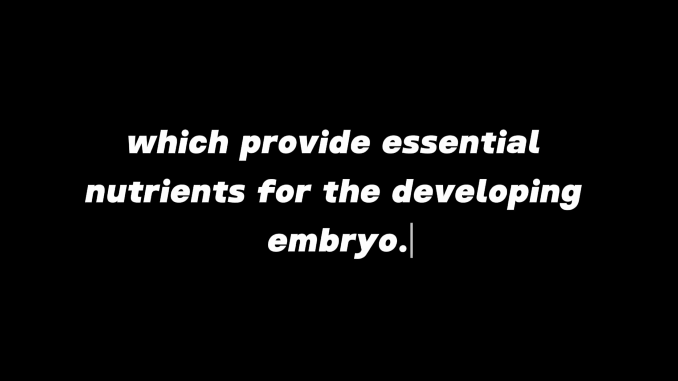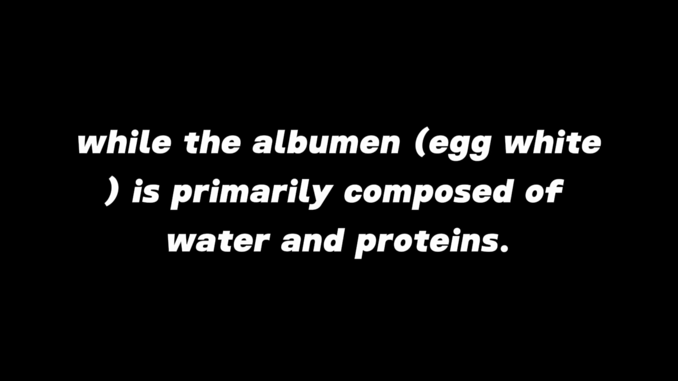conditions. Question 5. Investigate the nutritional composition of a fresh egg of a domestic fowl and its importance for embryonic development. Answer: A fresh egg of a domestic fowl is rich in proteins, fats, vitamins, and minerals, which provide essential nutrients for the developing embryo. The yolk contains fats, proteins, and vitamins, while the albumin, or egg white, is primarily composed of water and proteins. These nutrients support embryonic growth and development until the chick hatches.